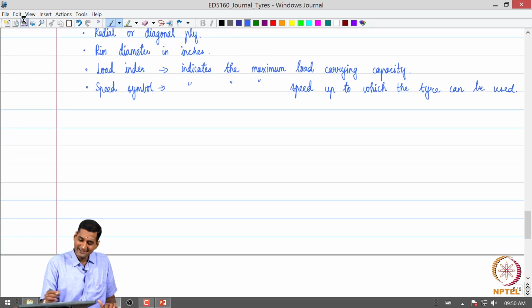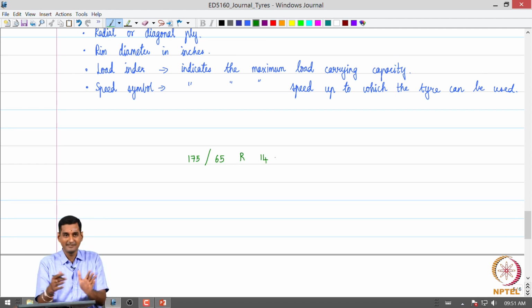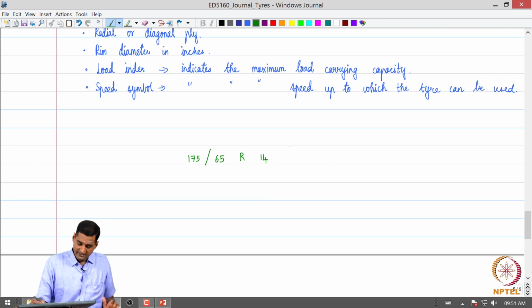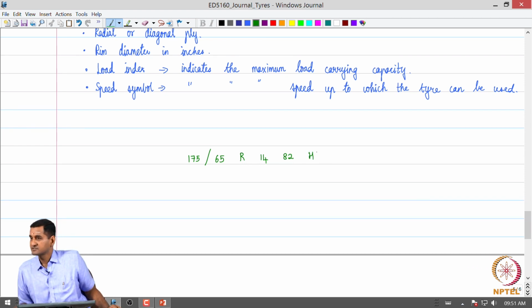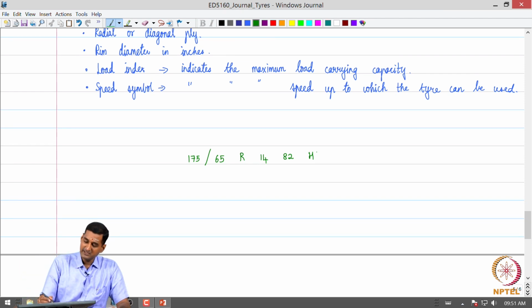So, let us take an example and then identify. Let us say in some tire we have the marking 175/65 and then R. I am just giving space so that I can write the explanation; typically it is bunched together. Let us say 82 and then H. So, let us say these are the markings. What do they mean?